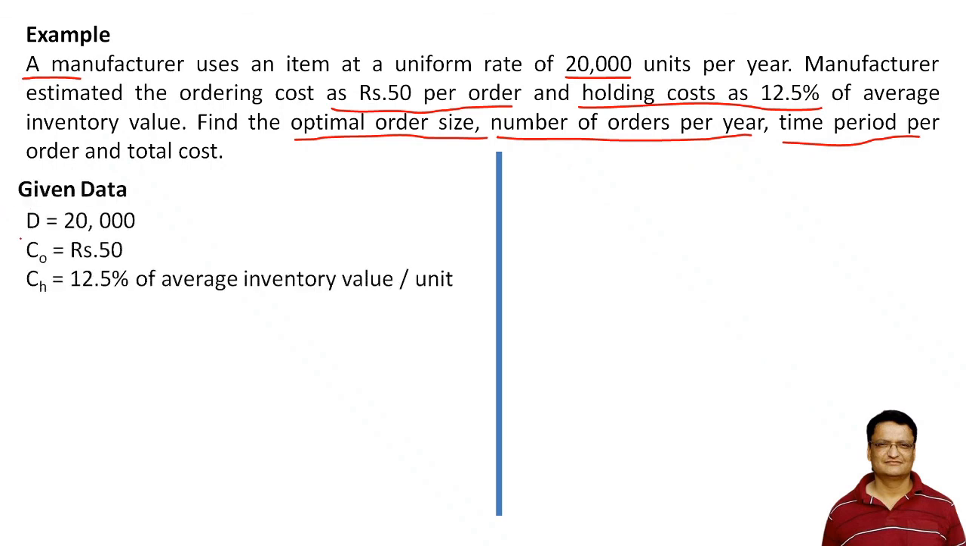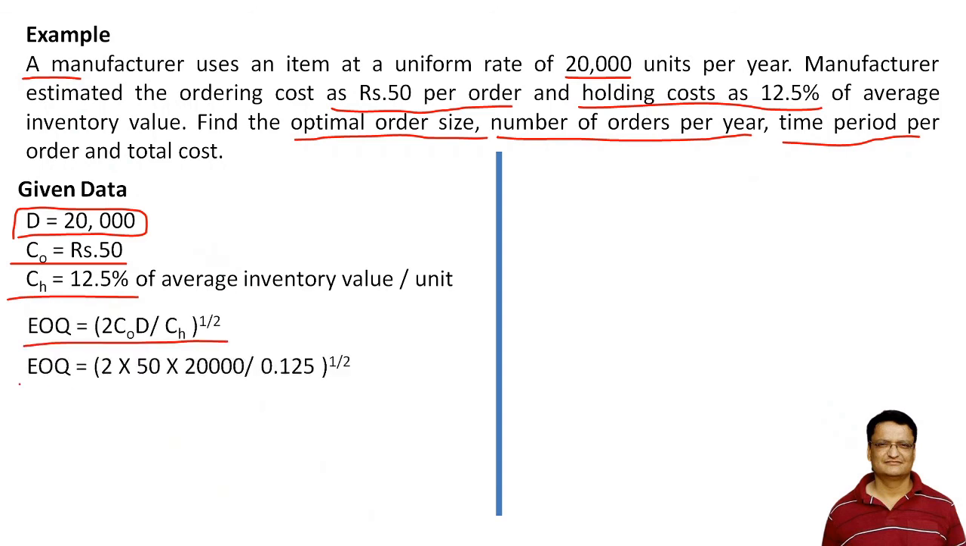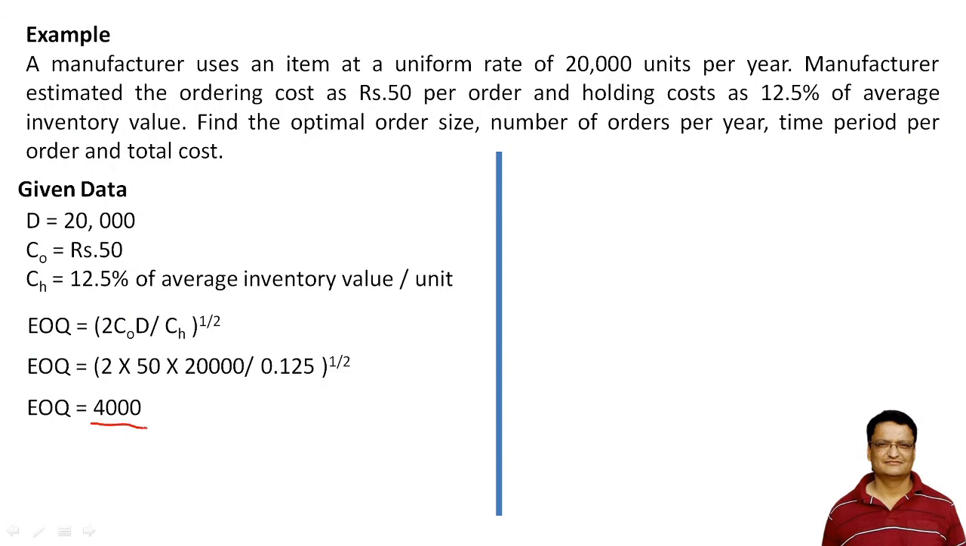So given data is D, which is the annual demand, given as 20,000 units, CO, that is the ordering cost per order, which is given as ₹50. Holding cost is given as a percentage value. If I put all these values in this equation, I will get the value of economic order quantity, which is nothing but 4,000 units. So if I make a purchase of 4,000 units at a time, it will be most cost effective.